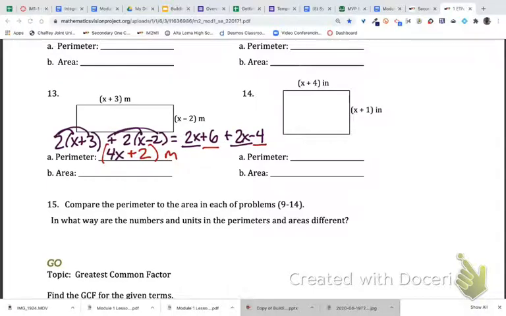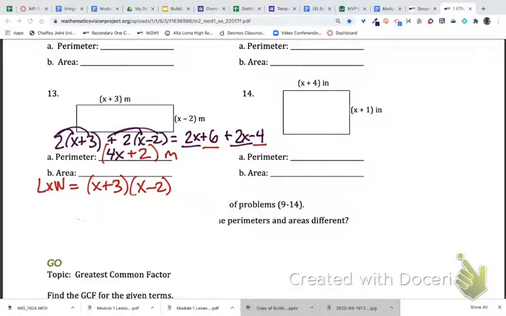To find the area, a little bit more of a challenge. To find the area, we're going to be taking length times width. Well, the length is x plus 3 meters, and the width is x minus 2 meters. So this one here, again, for these, we're just looking for you to try. Can you try to get them figured out? And for this one, let me give myself a little bit more room to work.